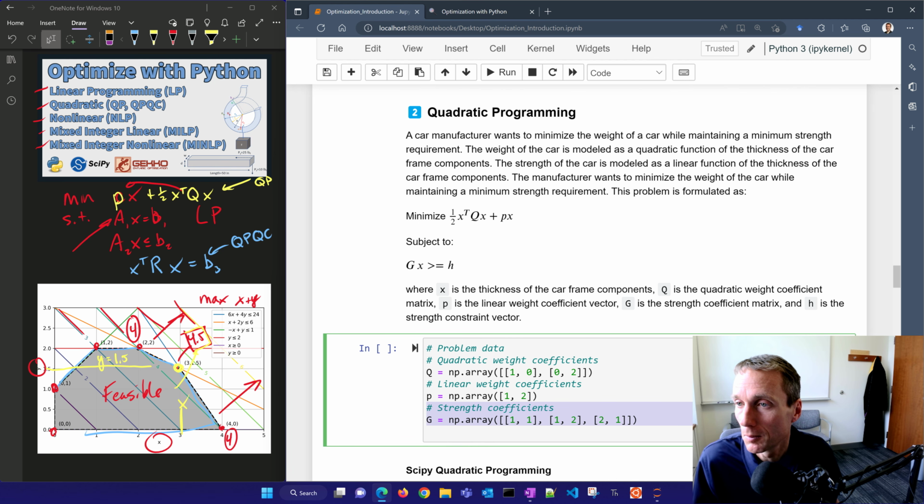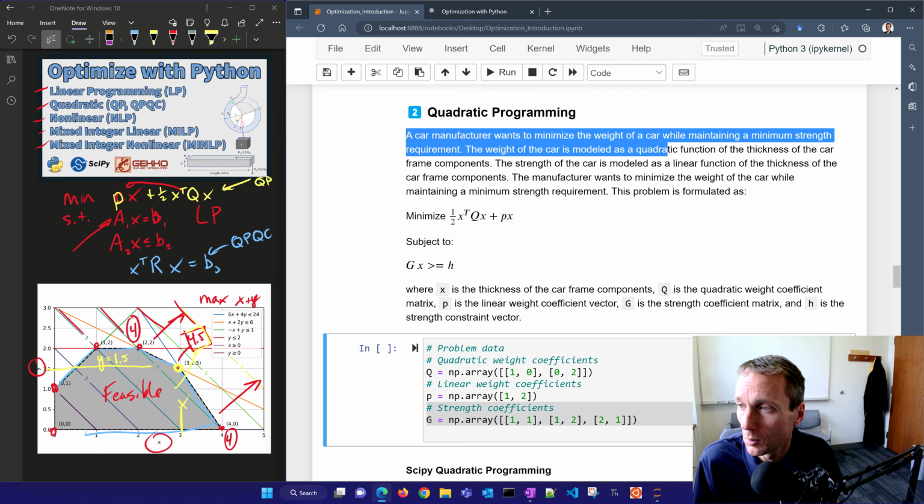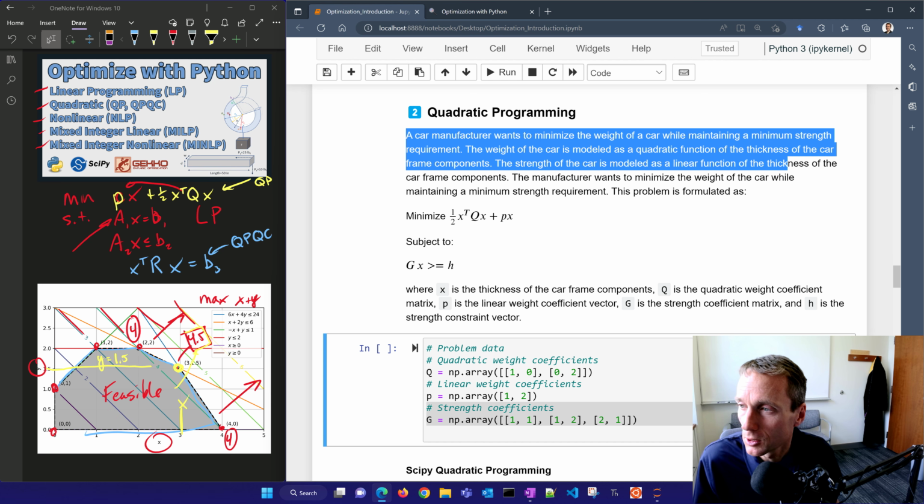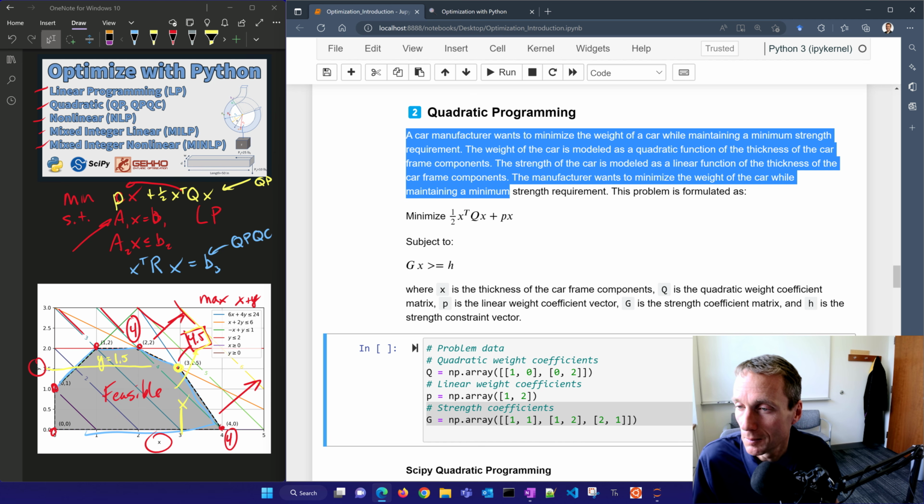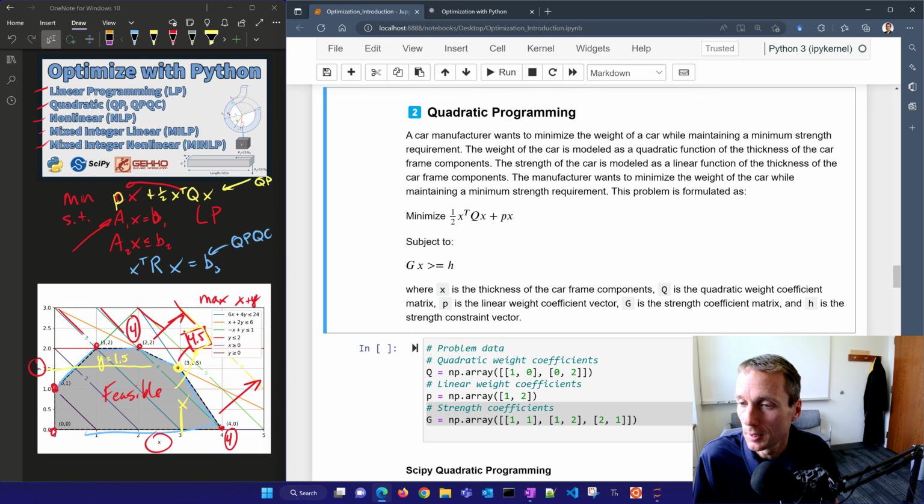This is going to be a problem where a car manufacturer wants to minimize the weight of a car while maintaining a minimum strength requirement. The weight of the car is modeled as a quadratic function of the thickness of the car frame components. The strength of the car is modeled as a linear function of the thickness of the car frame components. The manufacturer wants to minimize the weight of the car while maintaining a minimum strength requirement. So this is our problem right here.